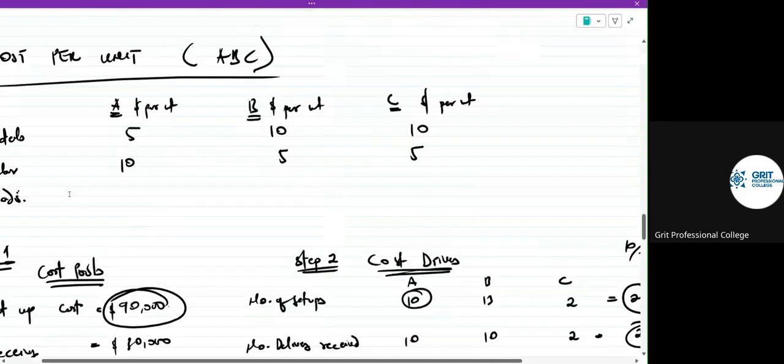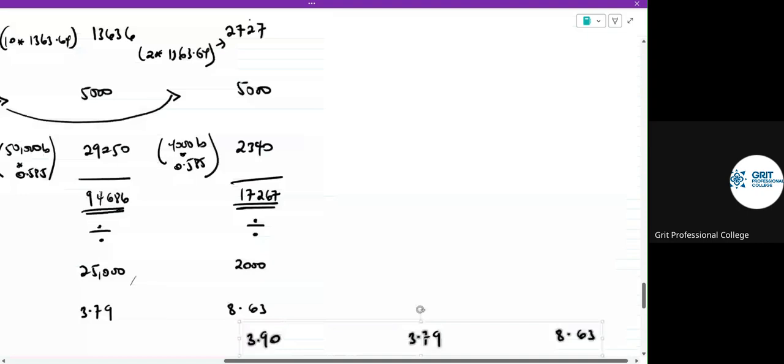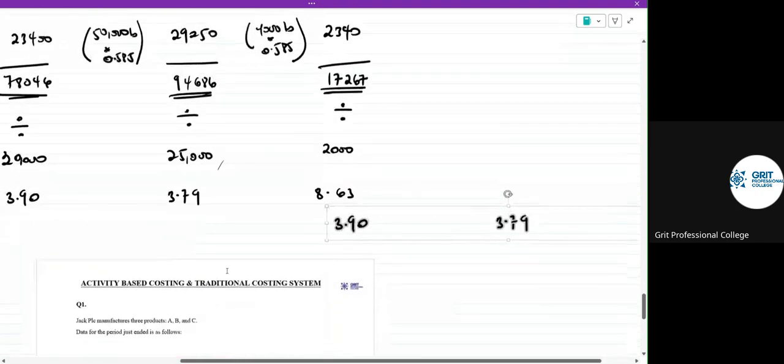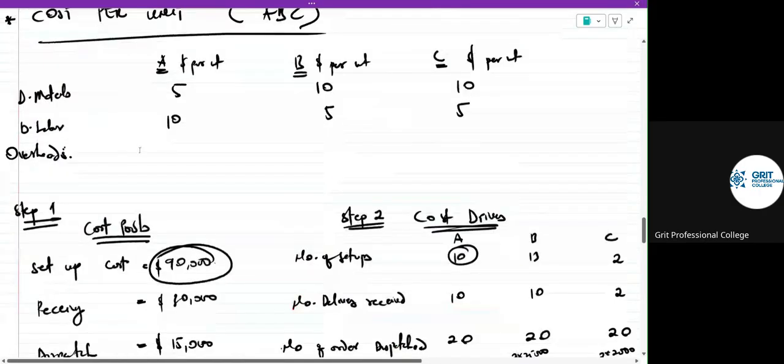I just want to copy and paste this thing, and it is giving me issues.